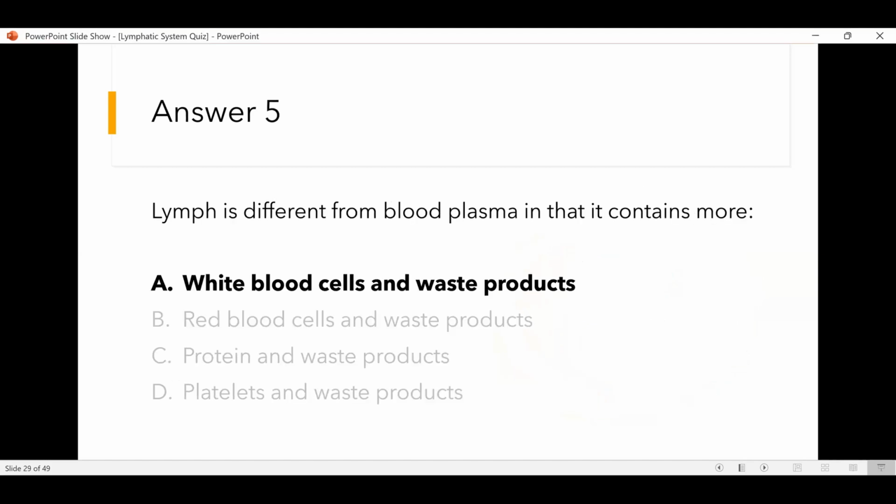Answer 5. Lymph is different from blood plasma, and it's got lots more white blood cells to fight infection and lots more waste products, because the blood cells are creating some of those. And if there's a waste product, it won't be able to get back into the circulatory system.